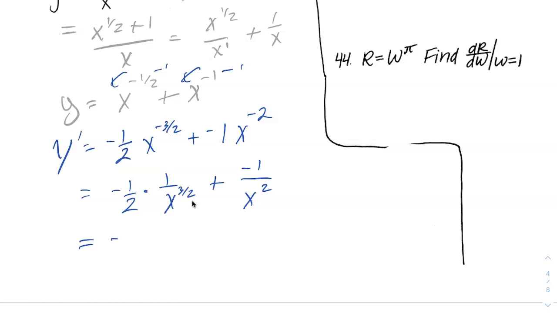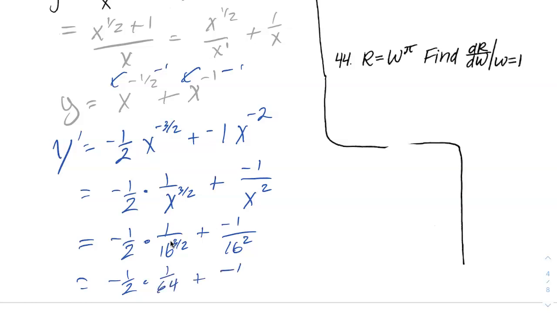So I get negative 1/2 times 1 over 16 to the 3/2 plus negative 1 over 16 squared. 16 to the 3/2, right? You always want to do the square root first, so the square root of 16 is 4. 4 cubed is 64. So I'm going to get negative 1/2 times 1 over 64 plus negative 1. 16 squared is 256. So I get, let's see, negative 1 over 128 minus 1 over 256.